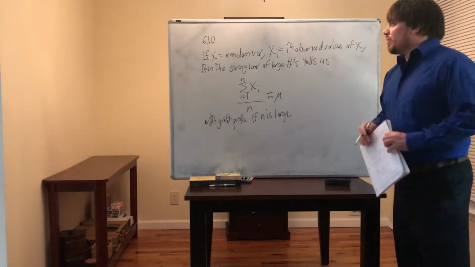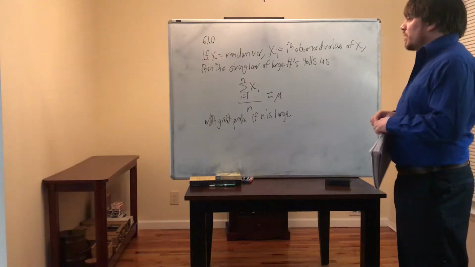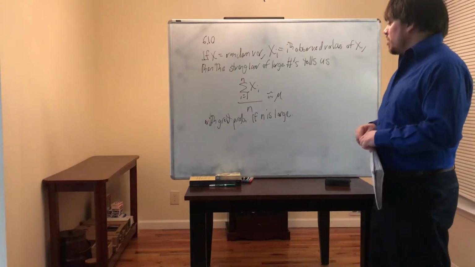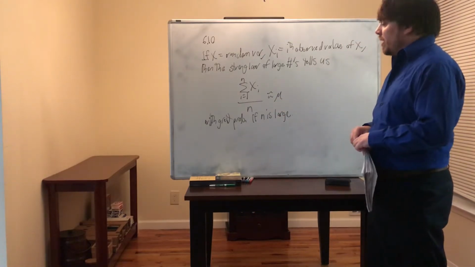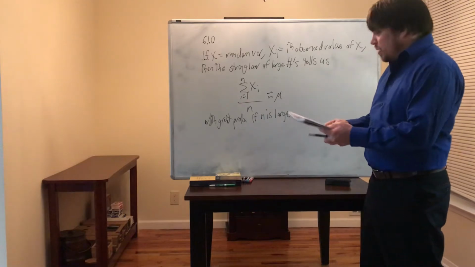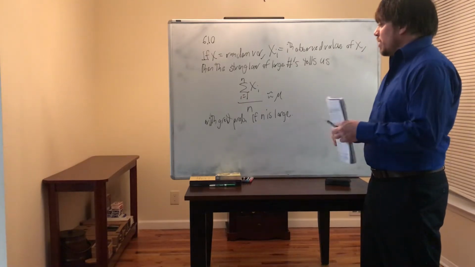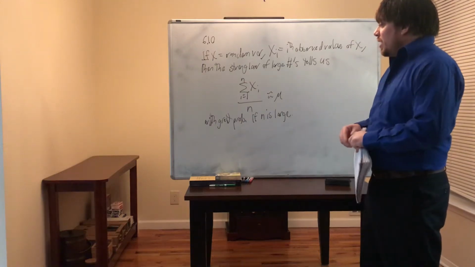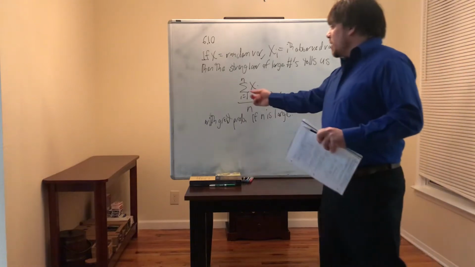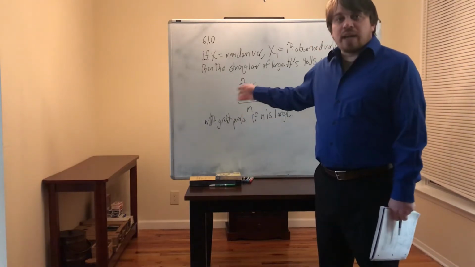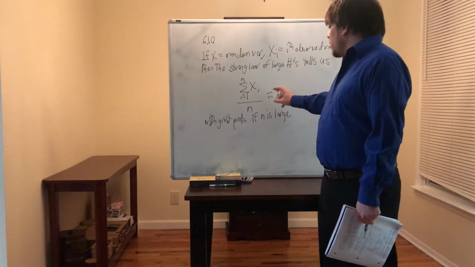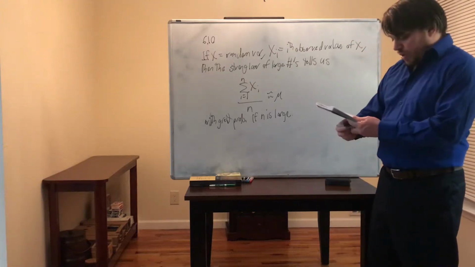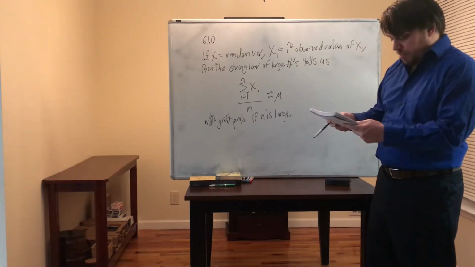So if X is a random variable and X_i is the ith observed value of X, then the strong law of large numbers tells us that the sum of all the X_i's divided by n is approximately mu, with great probability if n is large. This is an application of the strong law of large numbers. If you perform an experiment n times, record the values, add them up and divide by n, then you're getting approximately the average value with great probability if n is large.